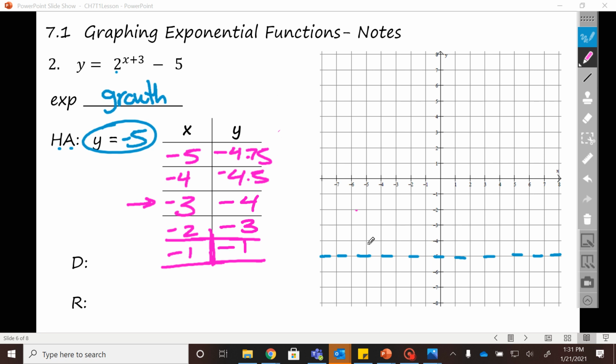Negative 5, negative 4.75 is like right here. Negative 4, negative 4.5 is like right here. Negative 3, negative 4. Negative 2, negative 3. And negative 1, negative 1. So our graph is going to look something like this.